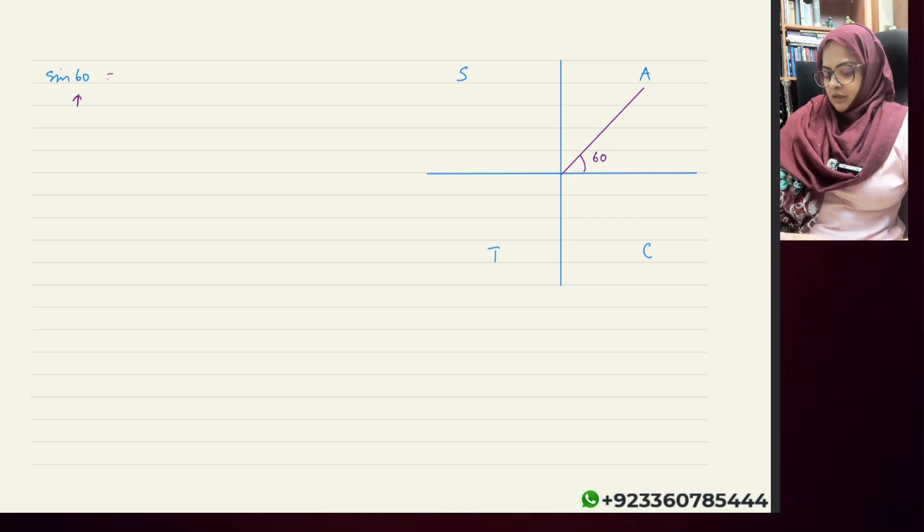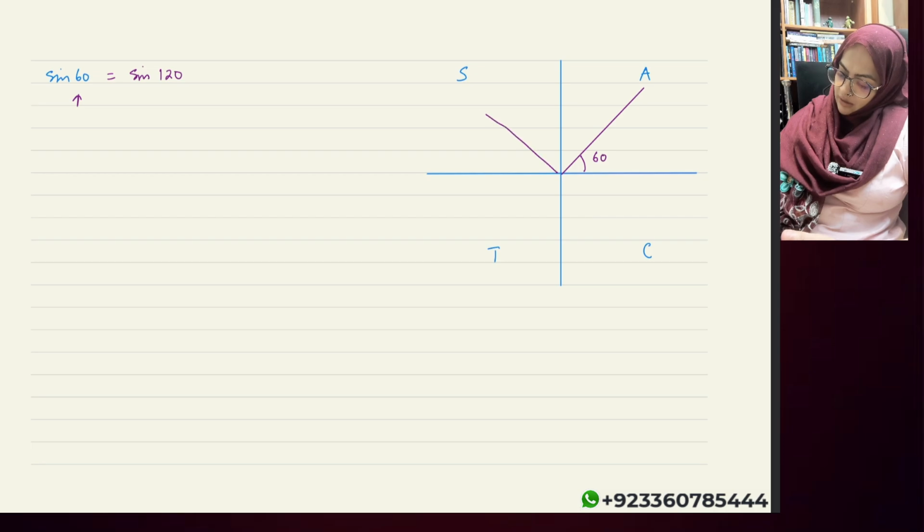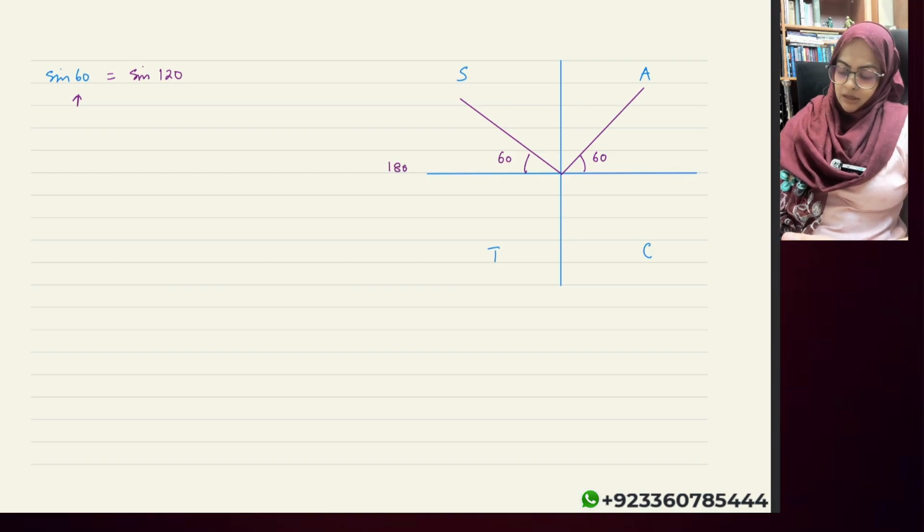Sine 60 is equal to sine 120. The value will be positive because 120 is in the second quadrant. But how do I know that? I know that because we will have a base angle here, and this is a total angle of 180. 180 minus 60 is equal to 120. So this is the base angle.